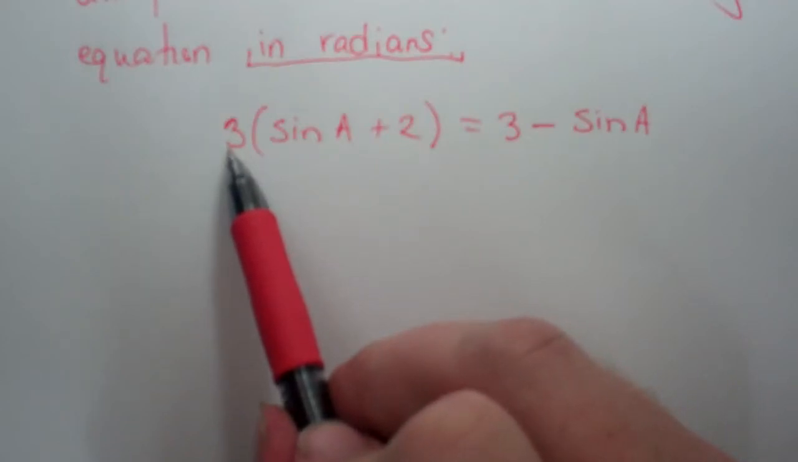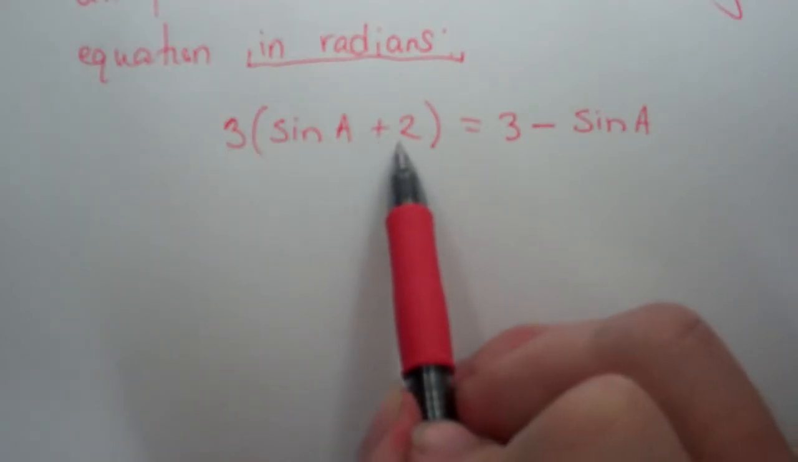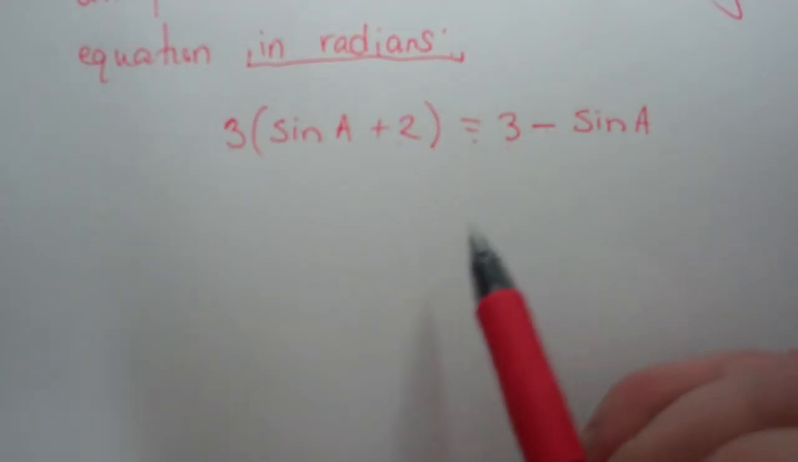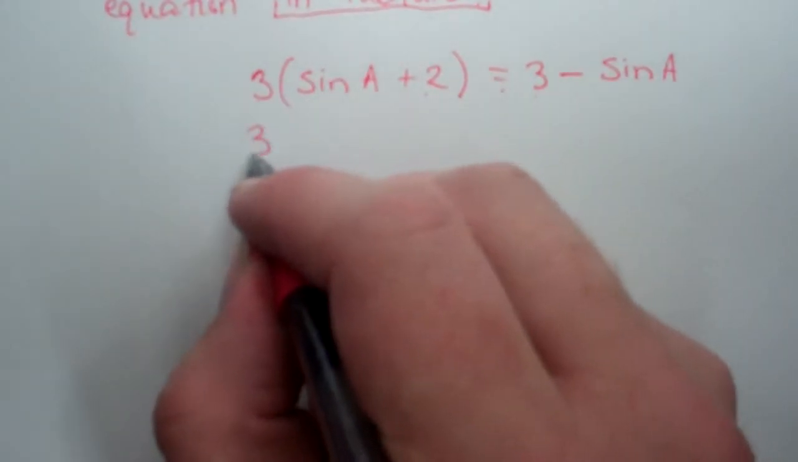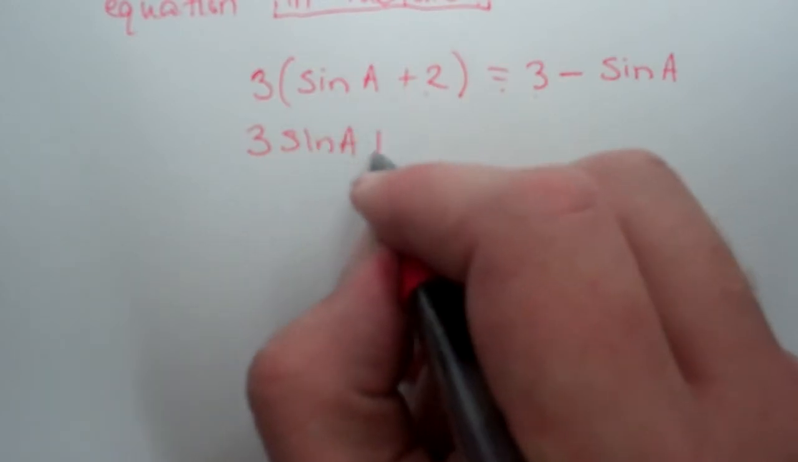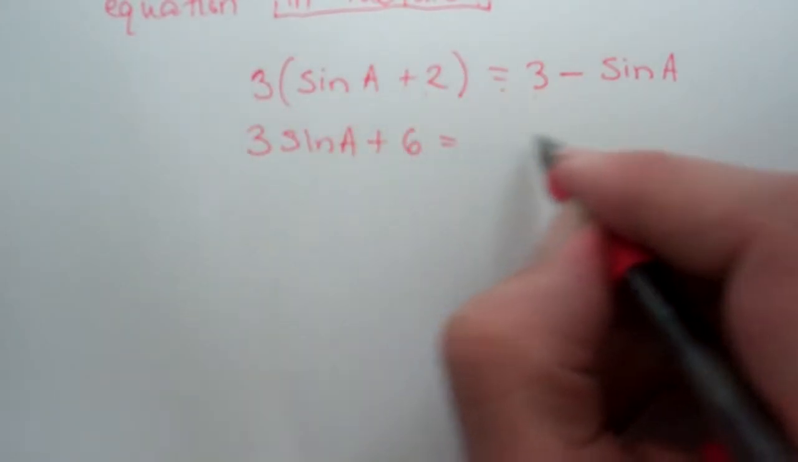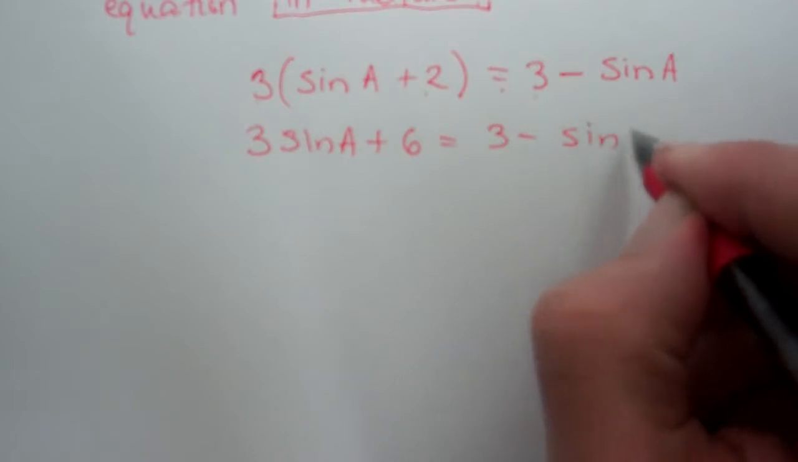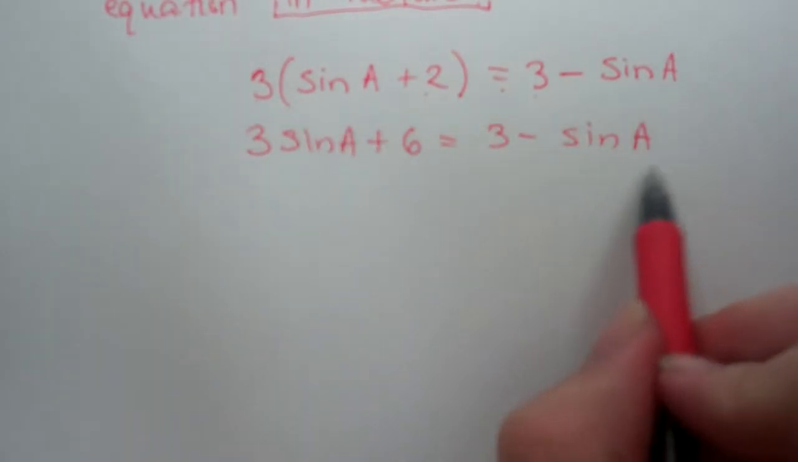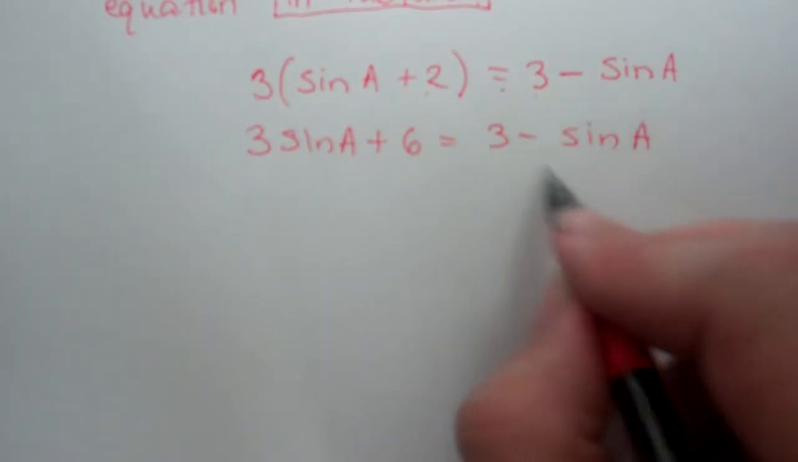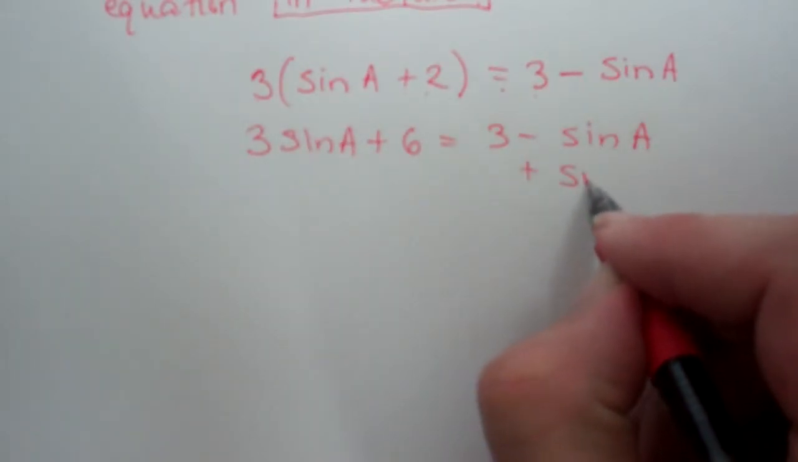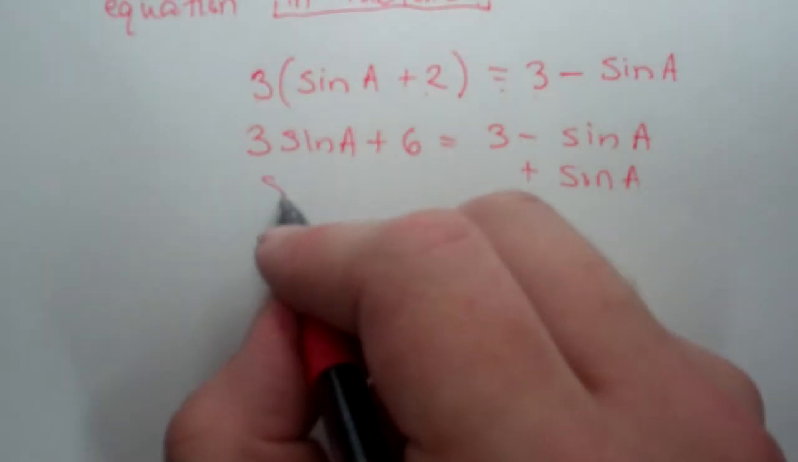So we have 3 times the sine of a plus 2 is equal to 3 minus the sine of a. First, we'll use the distributive property, so we get 3 times the sine of a plus 6 is equal to 3 minus the sine of a. We need to isolate that sine function, which means get it by itself and on one side. So I'll remove it from this side by adding the sine of a to both sides.